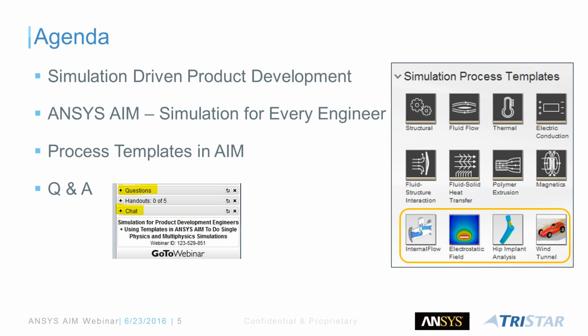So from an agenda standpoint, I wanted to go over a few slides quickly on the importance of simulation early in the product development process, and how ANSYS AIM's easy to use but still powerful user interface allows simulation for every engineer, rather than a specialized field like back in the days, with a lot of training and a longer learning curve to learn such an FEA tool. AIM brings the simulation to the engineer's desktop using those process templates. You can see the image there, wherein there are predefined templates for single physics as well as multiple physics, as well as the ability to create your own template.